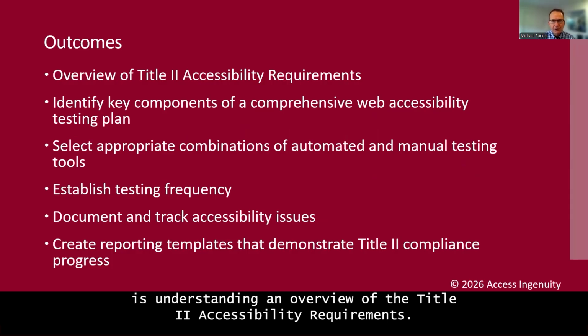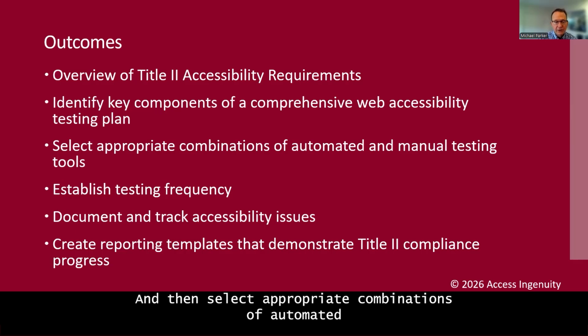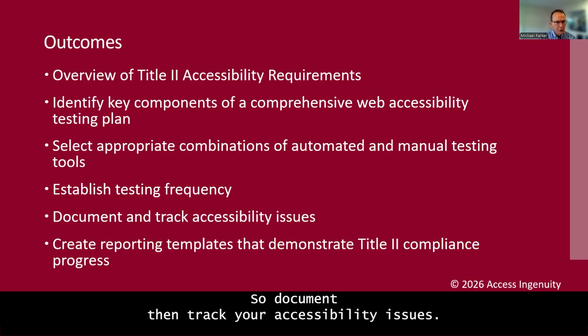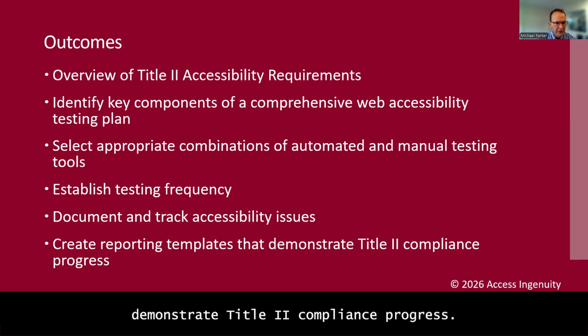And today, the outcomes that we'd like you to take away from this is understanding an overview of the Title II accessibility requirements, identify key components of a comprehensive web accessibility testing plan, and then select appropriate combinations of automated and manual testing tools and establish testing frequency. So document and then track your accessibility issues, and finally create some reporting templates that demonstrate Title II compliance progress.